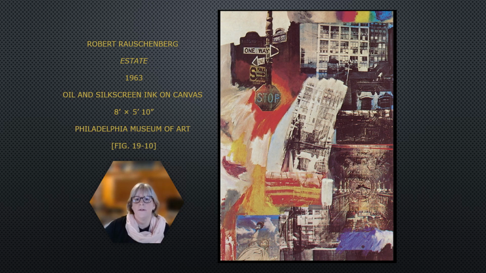This last piece we're going to look at by Robert Rauschenberg is an oil and silkscreen ink on canvas titled Estate from 1963. Here we see photographs that were from current newspapers and magazines. The images were commercially transferred onto silkscreens. In this piece, we see images of modern life with the street sign, the one-way and stop signs, and we can see that right here. And then just below that, we see the Statue of Liberty, and throughout the piece, we can see modern architecture.